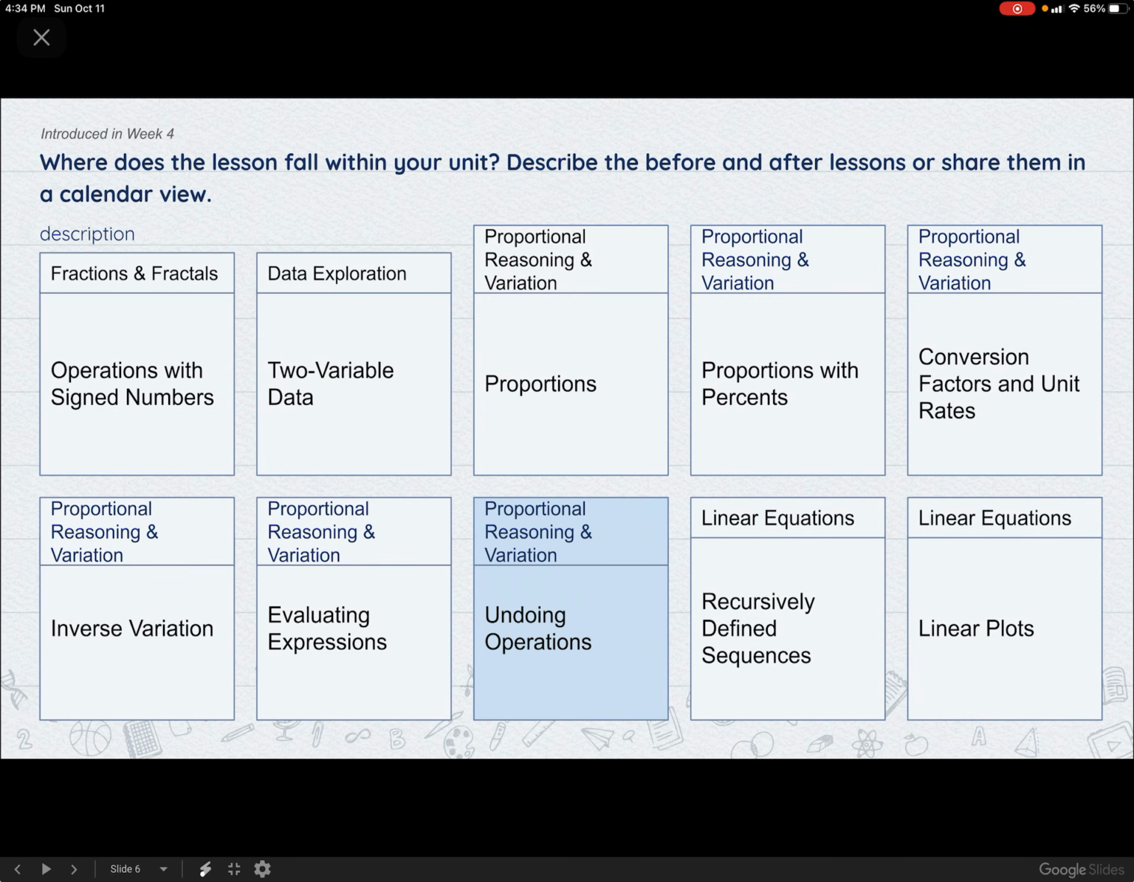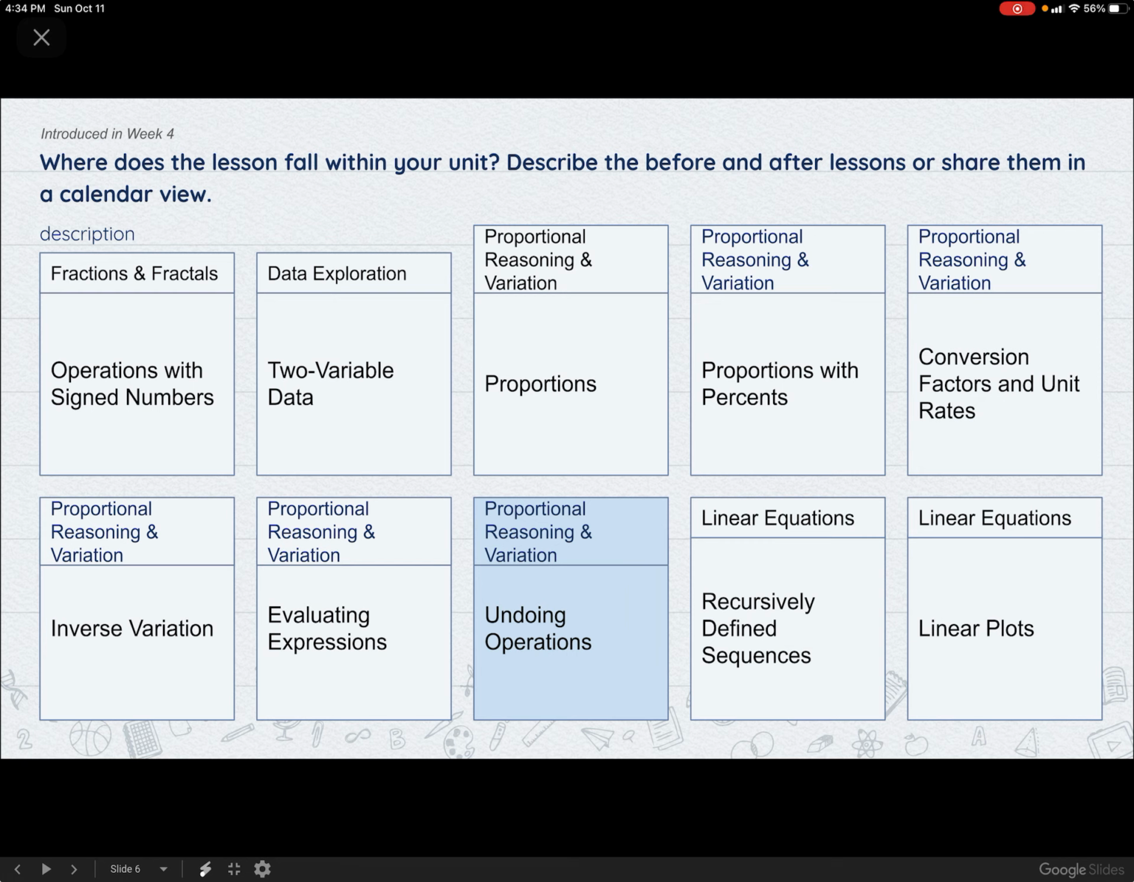So here is my calendar. The first thing we went over is fractions and fractals, which is operations with signed numbers. Next, we had data exploration, which is two variable data. This is just graphing on a graph on a plane.